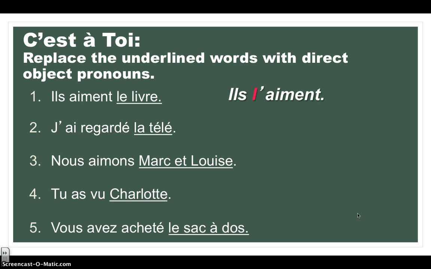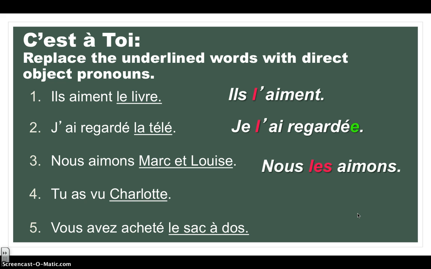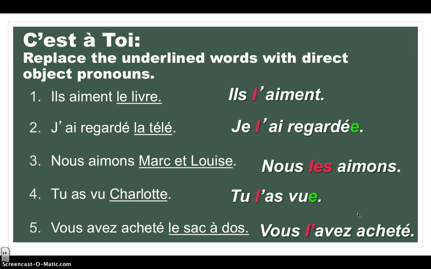Numéro 1, il aime. Le livre gets replaced with le. Numéro 2, je l'ai regardé. I have to add my extra E for agreement. Nous les aimons. We love them. Tu l'as vu. You saw her. All right, Charlotte is female, so we have to add the E. Vous l'avez acheté. You bought it. So that's all there is to know about direct object pronouns, placement, and all that stuff.